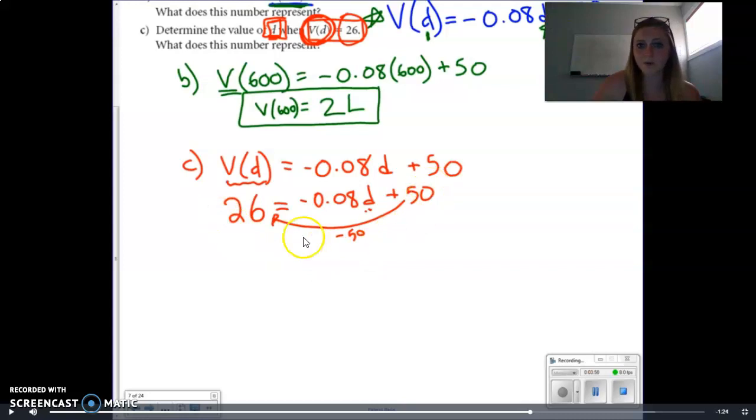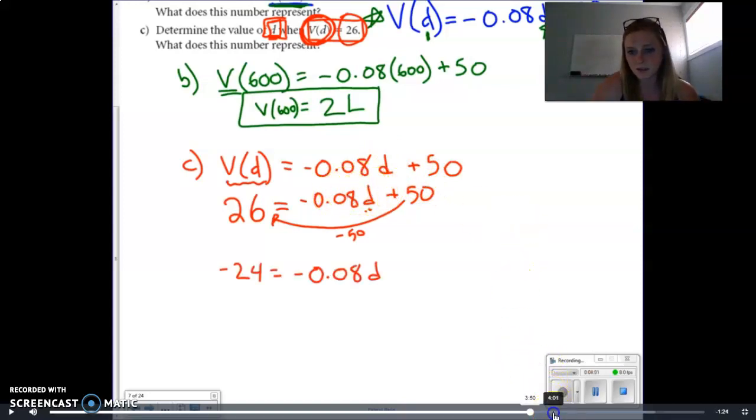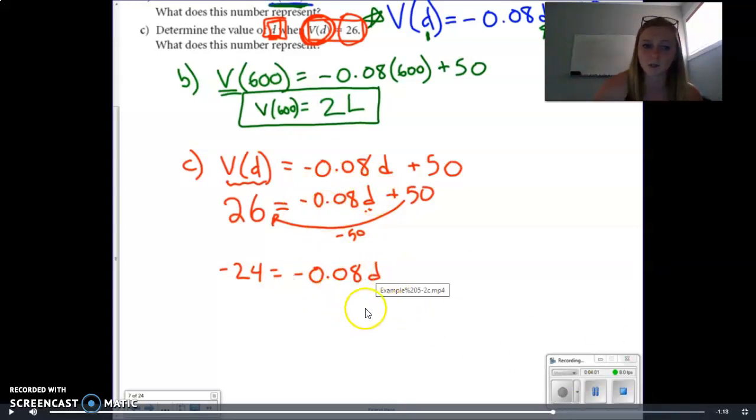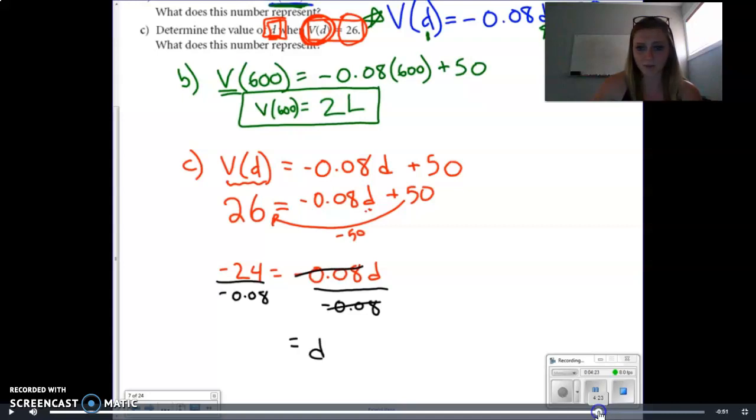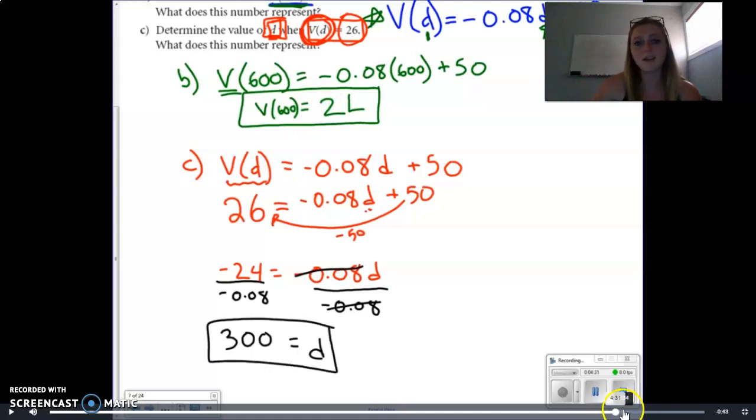You minus 50 from both sides because that is a problem right now, since it's connected to the number that's with D. Get rid of the 50. And then you have negative 24 on that side because 26 minus 50 is negative 24. And then how do you get D totally by itself? Divide by negative 0.08. What you do to one side, you have to do to the other. I'm just grabbing the bar here and skipping ahead. 300 kilometers is how far you went.